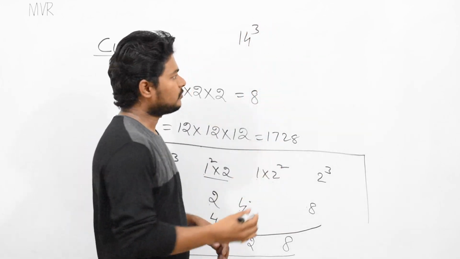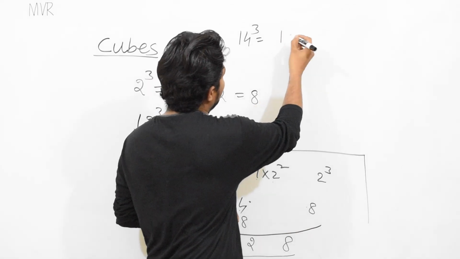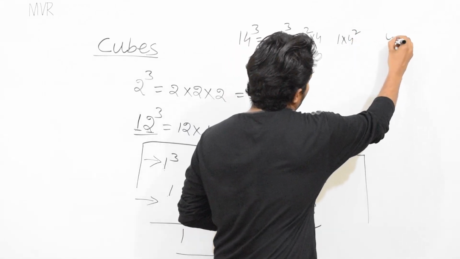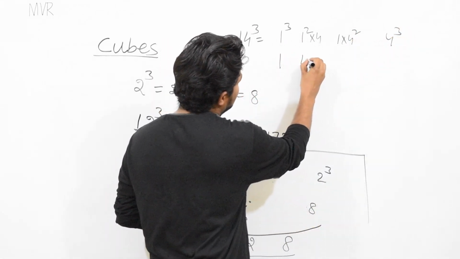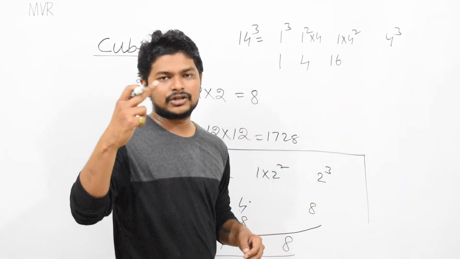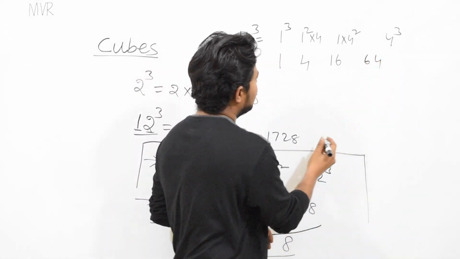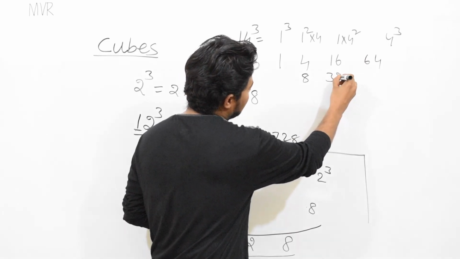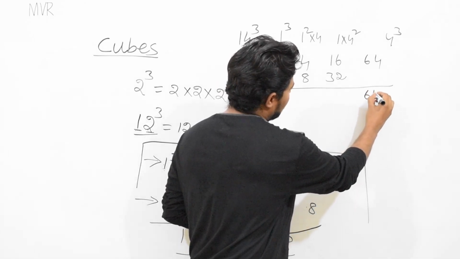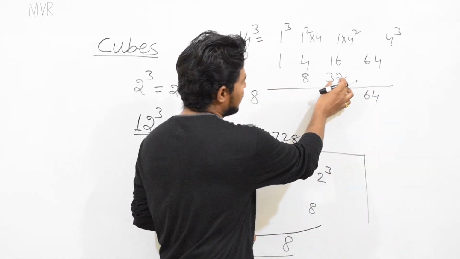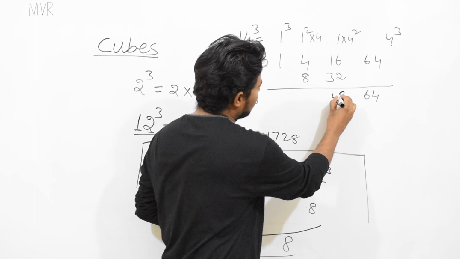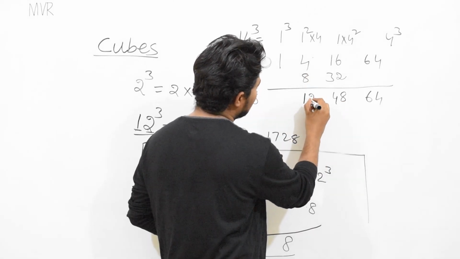14 cube equals 1 cube, 1 square into 4, 1 into 4 square, 4 cube. This value is 1. This value is 4. This value is 16. 4 cube is 4 into 4 into 4. 4 into 4 is 16, 16 into 4 is 64. Just double the middle values: this is 8, this is 32. Now add. So 64, then 32 plus 16. How much? This value will be 8, this value will be 4, this value will be 2. This will be 12. This will be 1.